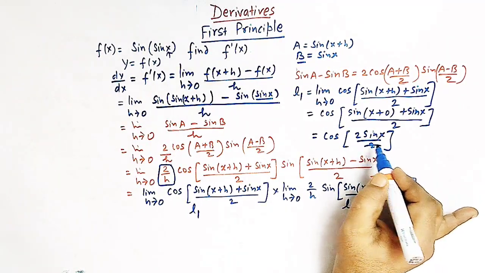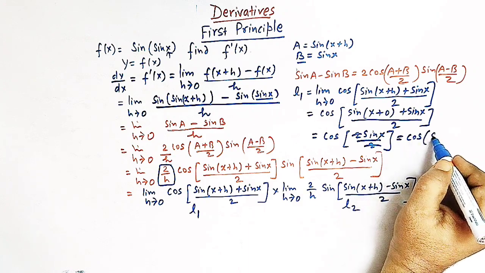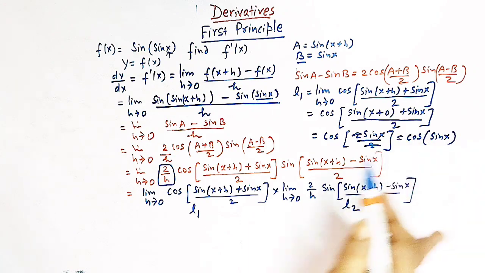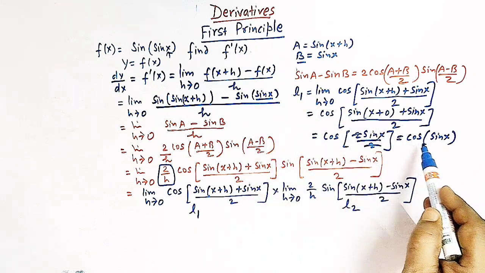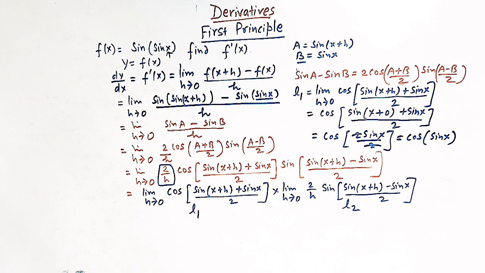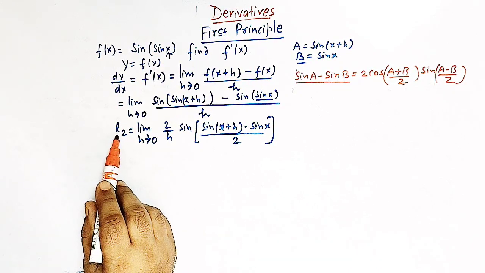So now we can cancel 2 and 2. So we are left with the cos of sine x. So the value of the limit L1 is given by cosine sine x. So now let us find out the value of the limit L2.